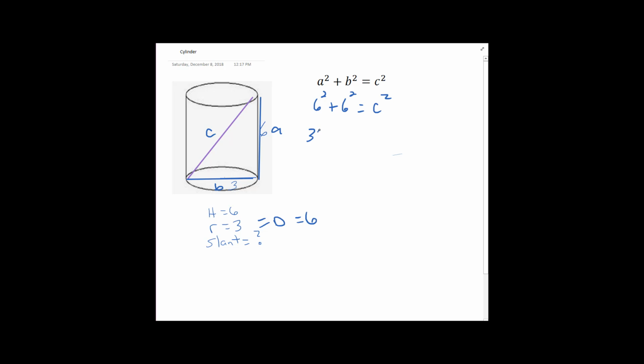So 6 squared is 36, plus 36 equals c squared. 36 plus 36 equals 72, which equals c squared. To get rid of that, I'm going to square root both sides. So the square root of 72 is 8.48. So c equals 8.48. And that's how we found this slant right there.